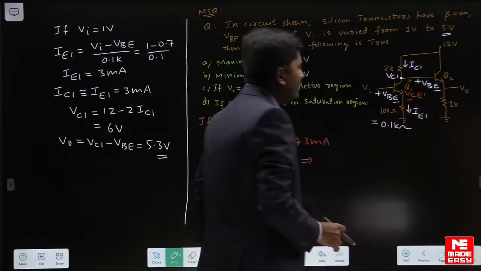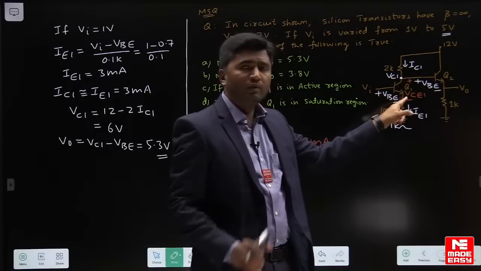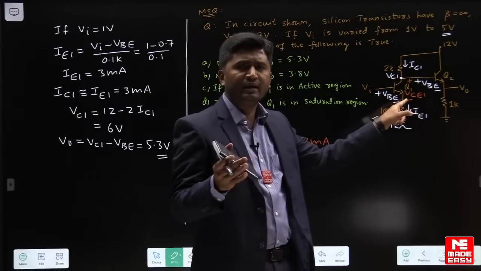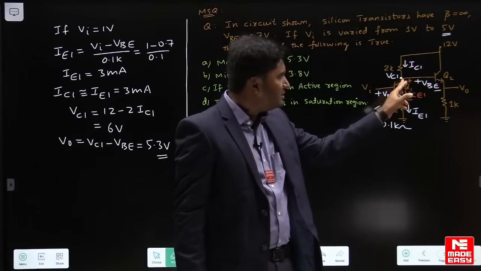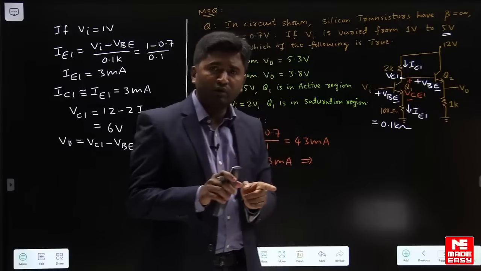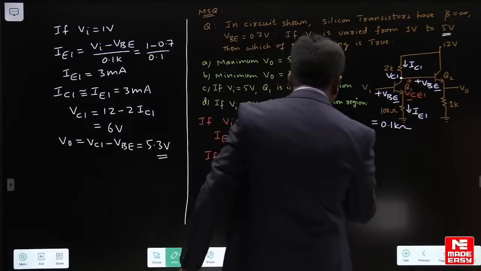negative. अगर आप इस लूप में KVL अप्लाई करेंगे and if you calculate VCE1, you will get a negative value. That calculation I leave it to you. अगर आप इस लूप में KVL अप्लाई करते हैं, you will get VCE1, collector to emitter voltage of Q1, as a negative value.